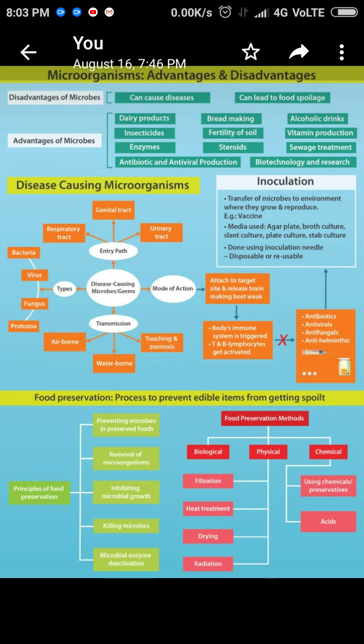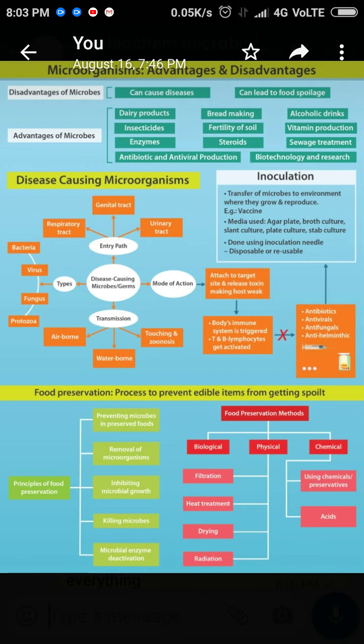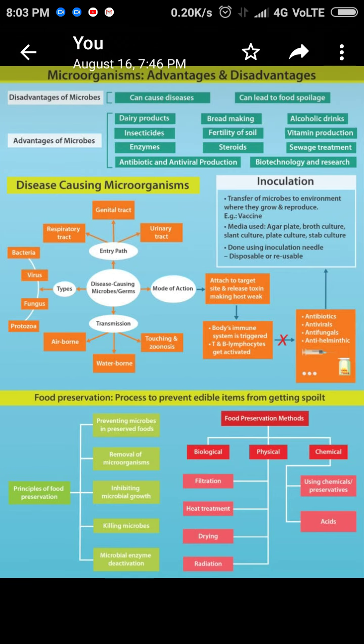There is a diagram here. For disease causing microorganisms, we have different types: bacteria, virus, fungus, and protozoa. For the entry path of the microorganism, we have three: respiratory tract, genital tract, and urinary tract. So there are three parts where a microorganism can enter. And transmission is by three ways, that is airborne. An airborne microorganism example is COVID.